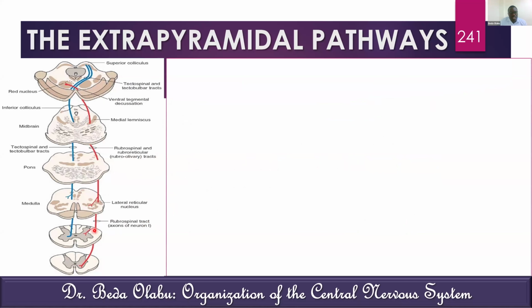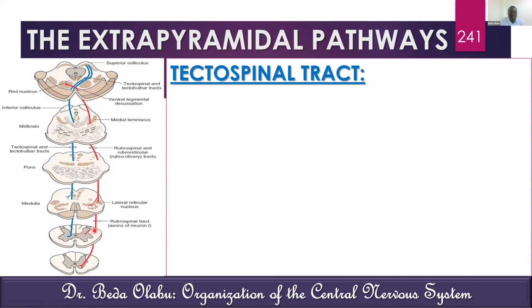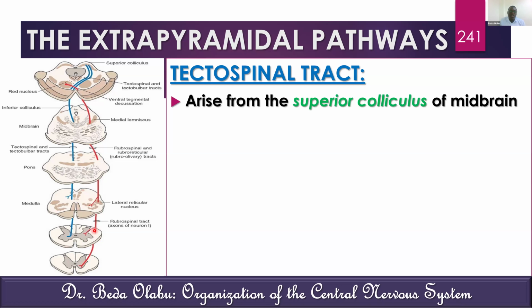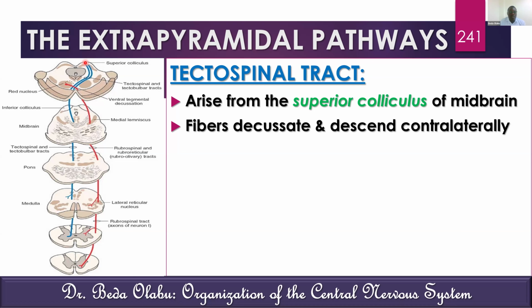Okay, the next one is the tectospinal tract. Tectospinal tract arises from the tectum of midbrain, and that's why it's called tectospinal. The tectum of midbrain is the dorsal aspect of midbrain that has some swellings. Those swellings are called the colliculi. We have 4 swellings. The upper pair of swellings is called the superior colliculus, and the lower pair is called the inferior colliculus. Tectospinal tract arises from the upper pair of swellings, which we call the superior colliculus.